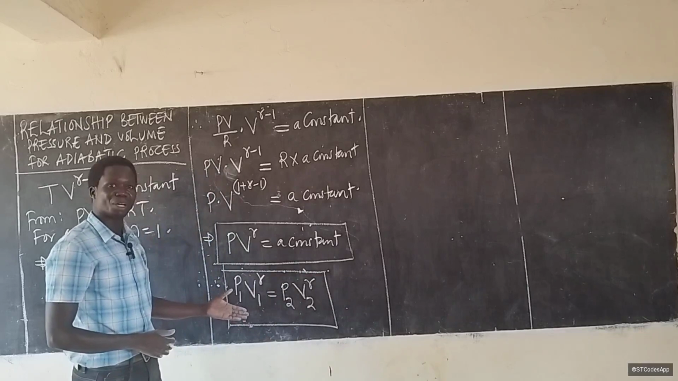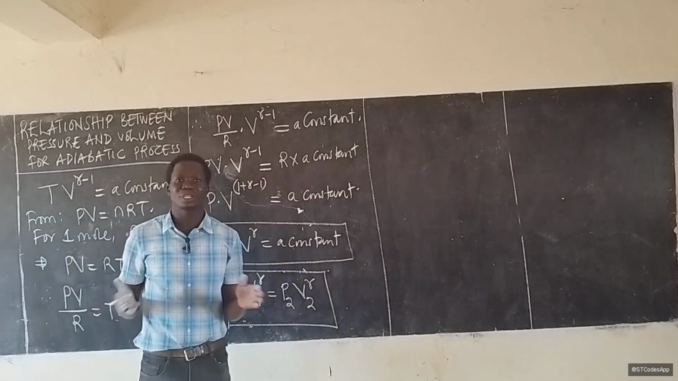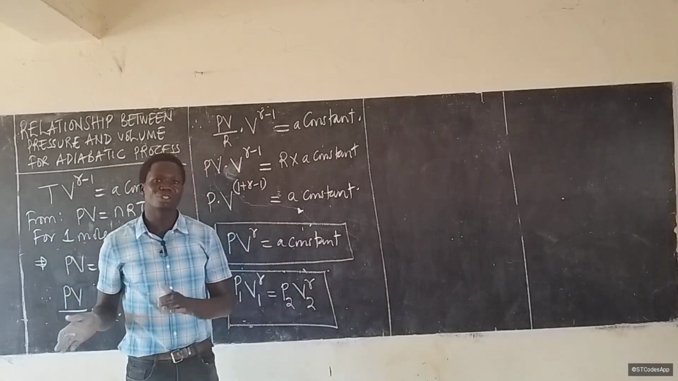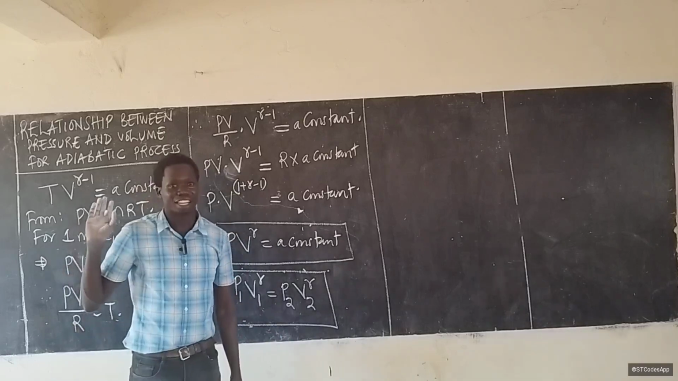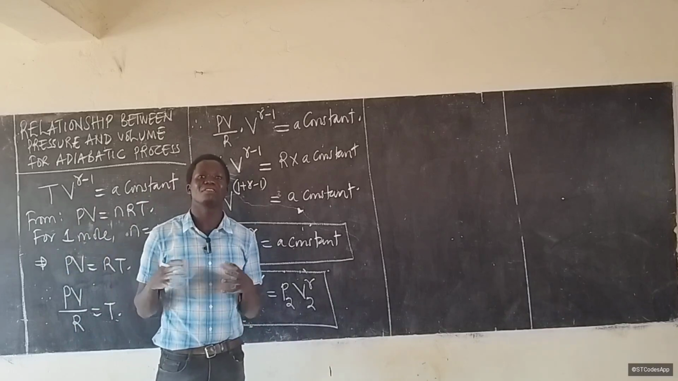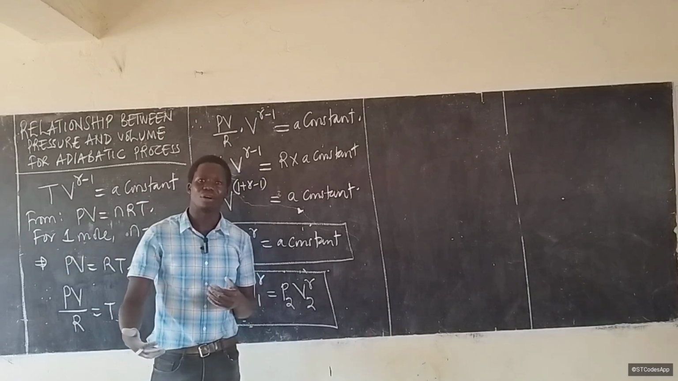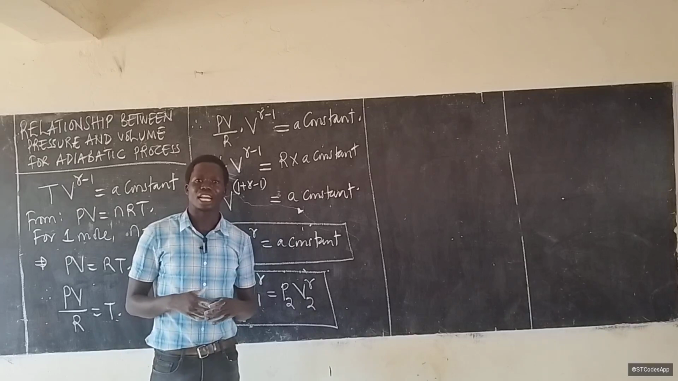So you have to know the relationship that is linking temperature and volume, and the relationship linking pressure and volume for an adiabatic process. These equations are really very important when you are carrying out some dynamic calculations.